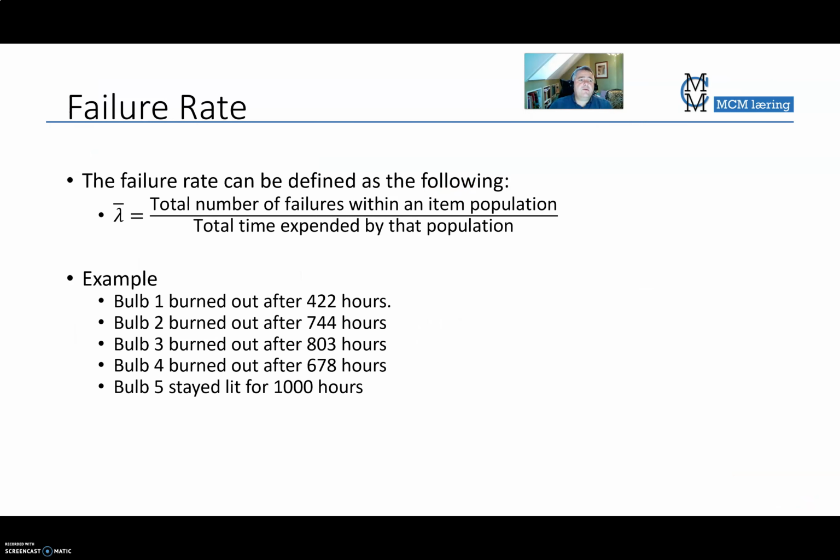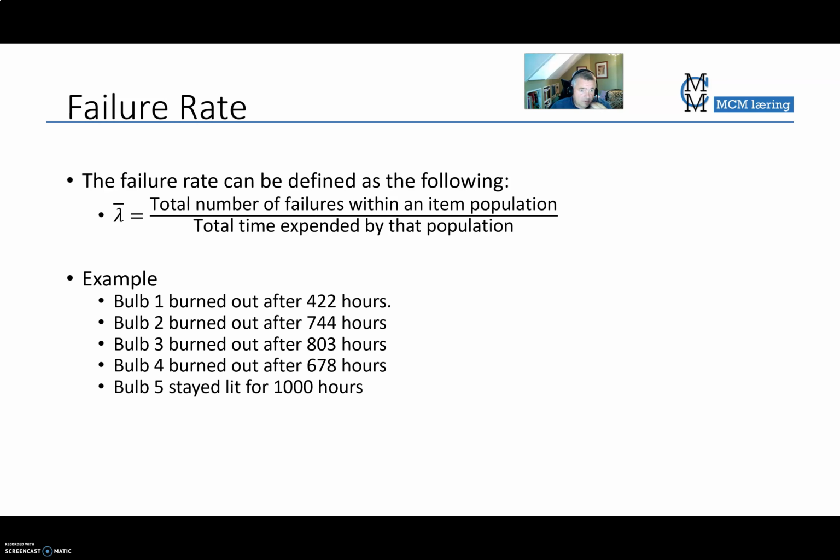Failure rate. Failure rate is the number of failures per time unit. So you can, for example, have a failure rate of five failures per year. The failure rate is defined as lambda, and the bar over the lambda sign shows that it's a mean, so it's an average. The failure rate can be defined as the total number of failures within an item population over the total time experienced by that population.